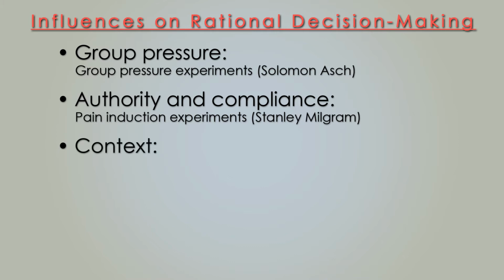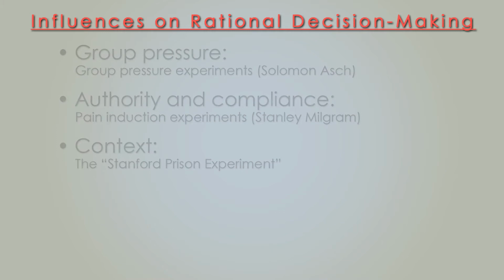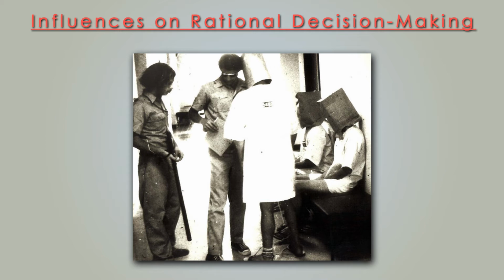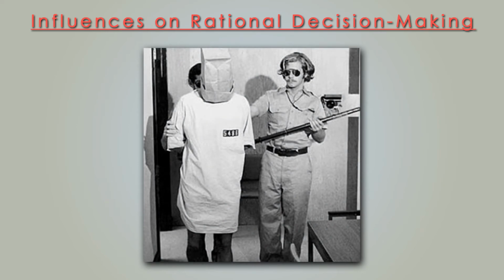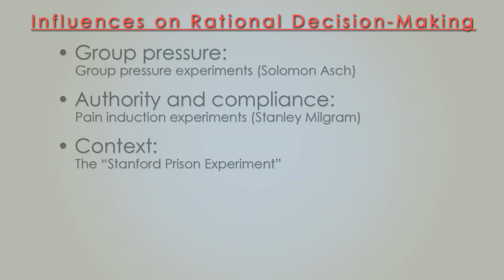Context can affect whether people make rational choices. The Stanford prison experiment is a good example of that. A Stanford professor had all of his graduate students split into two groups. One group would be the guards and one group would be the prisoners, and they constructed a simulation of a prison in the basement of one of the buildings. The experiment was intended to last for two weeks, but it had to end after six days because the treatment of the prisoners by the guards was so brutal by that time.